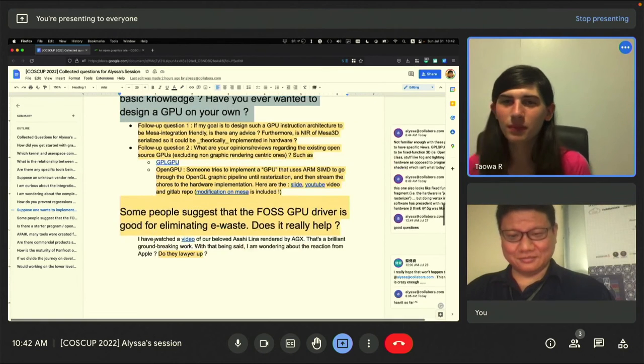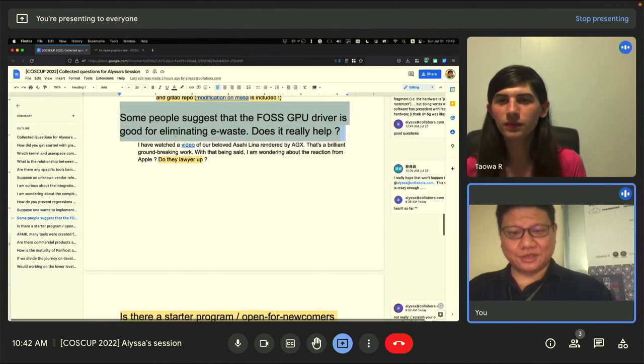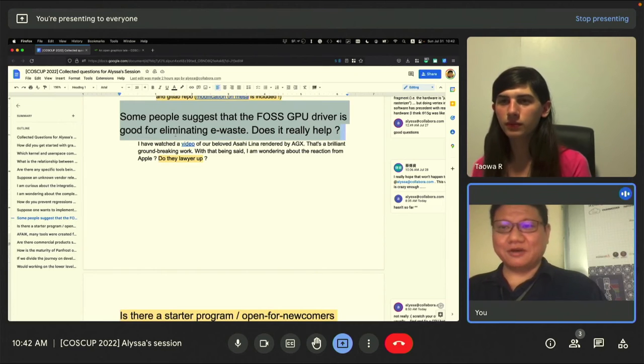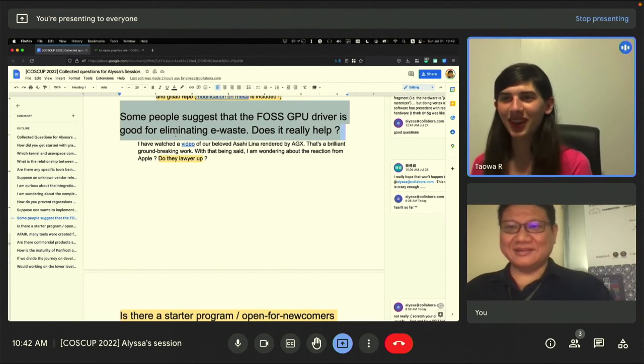Got it. Okay. So some people suggest that a FOSS GPU driver is good for eliminating e-waste. For example, it allows older hardware to be used in new applications. Do you think it really helps? I hope so. That's what I tell myself.